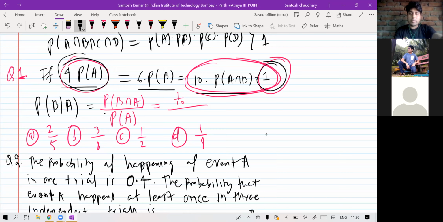1 by 4. So 1 by 10 upon 1 by 4. 4 by 10, which is 2 by 5. So the answer will be 2 by 5. So that is not difficult.